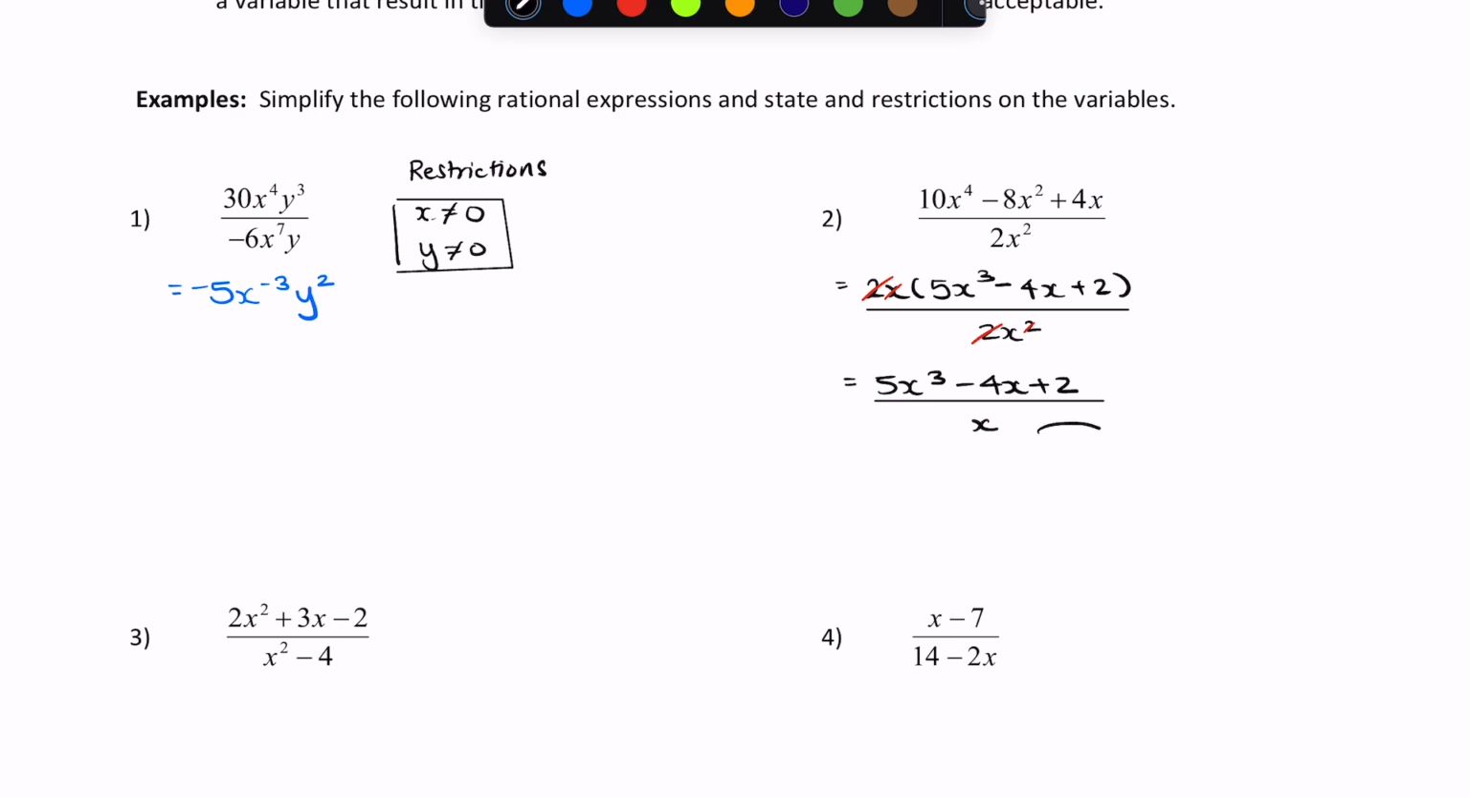And here, the restriction is that x cannot be equal to 0.